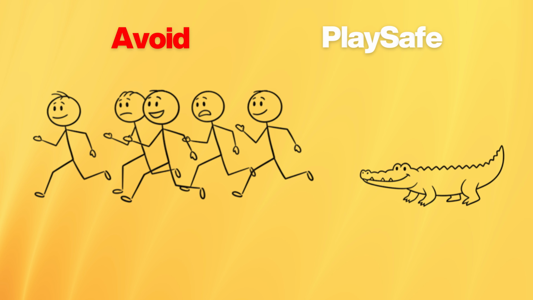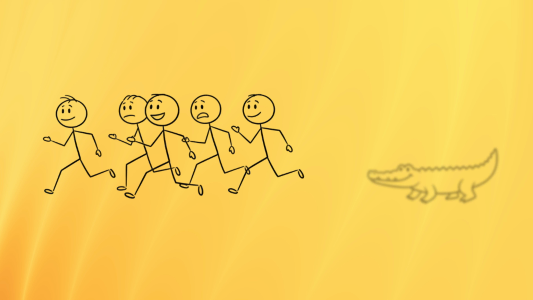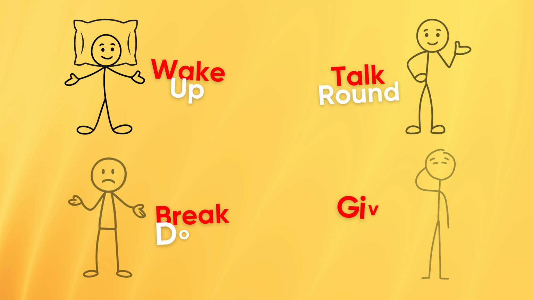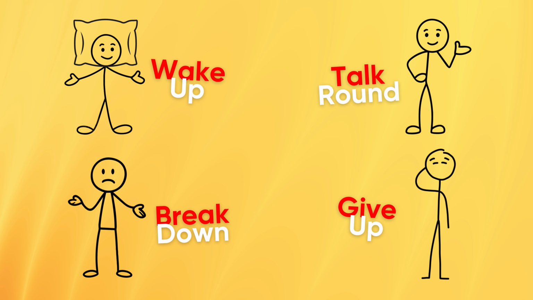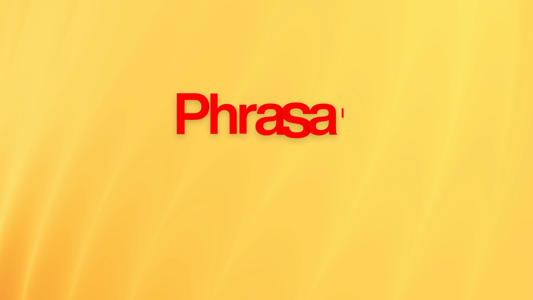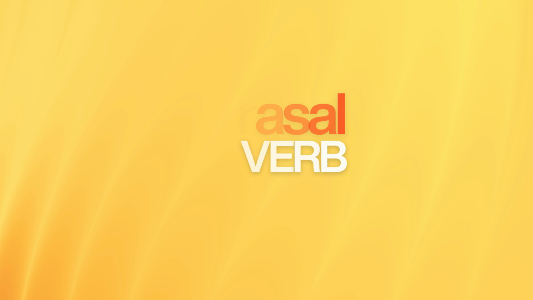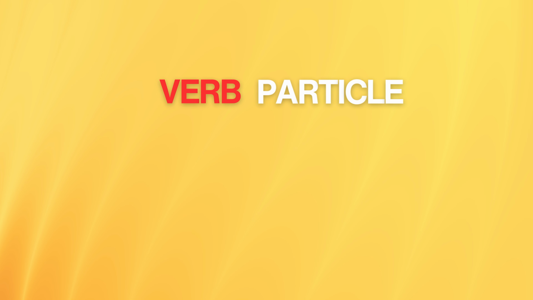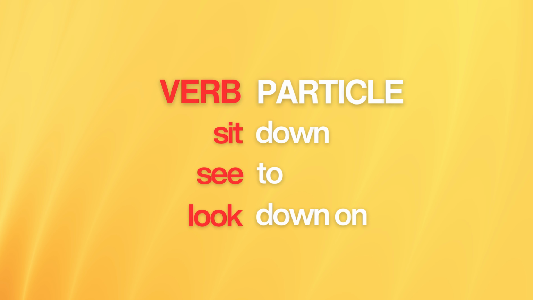But don't you think that all of us speak them casually, daily, like wake up, talk round, break down, give up? In this video, let's discover how they really work. A phrasal verb consists of a verb and a particle, which may be either an adverb as in sit down or a preposition as in see to, and sometimes a combination of both as in look down on.